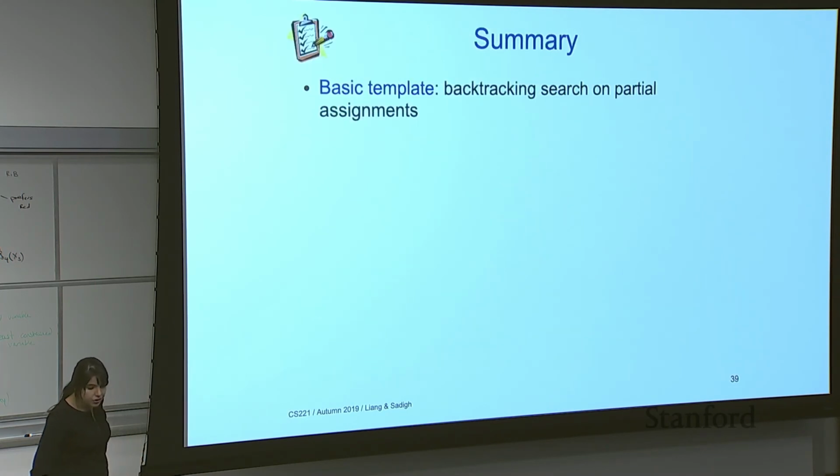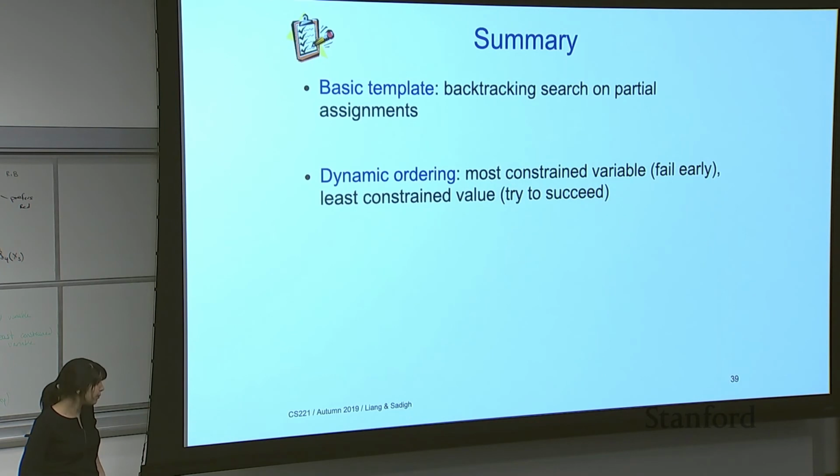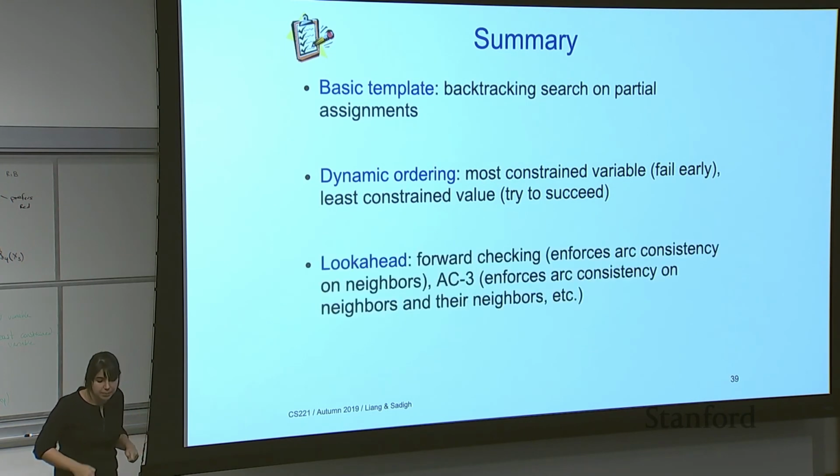Okay. So summary so far is, we've been talking about backtracking search on partial assignments. We talked about dynamic ordering, so how to order our variables and how to order our values. We decided to order our variables based on the most constrained variable, because if we are failing, we want to fail early. And we decided to order our values, like if I'm picking red, blue, or green, based on the least constrained value, because if you have decided to pick a value, we should try to succeed. So that's the intuition behind it.